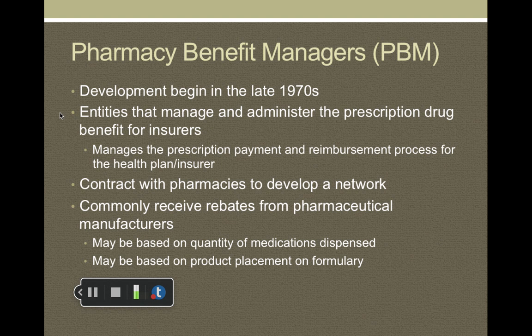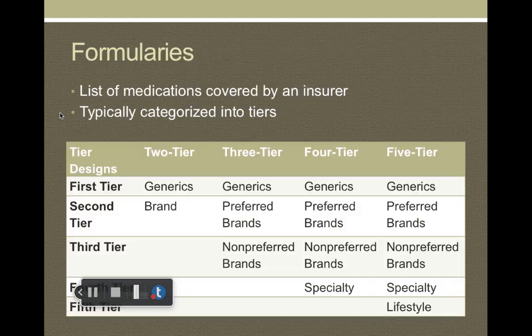But these PBMs contract with pharmacies to develop a network. So that would be pharmacies patients are able to go to and get their prescriptions filled. And then these PBMs also commonly receive rebates from pharmaceutical manufacturers. So Pfizer, for example, and those can either be based on Pfizer's Lipitor a few years ago when it was still branded, being placed on a formulary, or if a PBM fills a certain quantity. Nexium, that was a great example a few years ago when that was branded. They fill 3,000 Nexium scripts a month. They get a certain rebate off of their purchase price from that drug manufacturer.